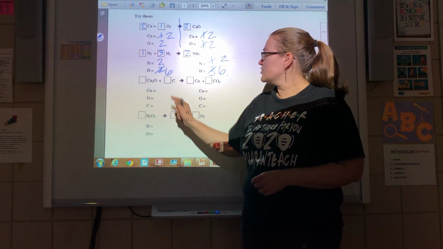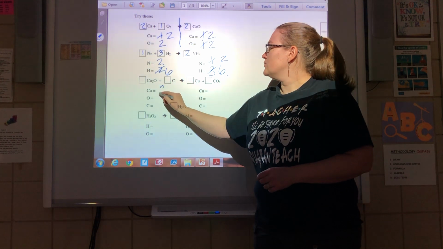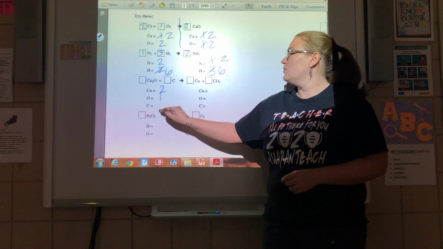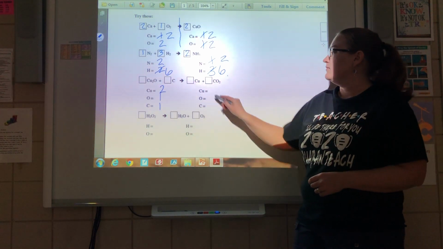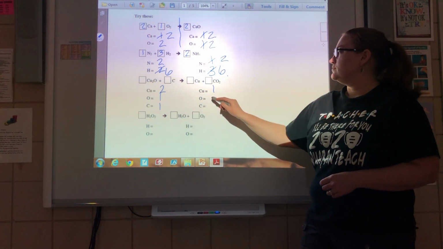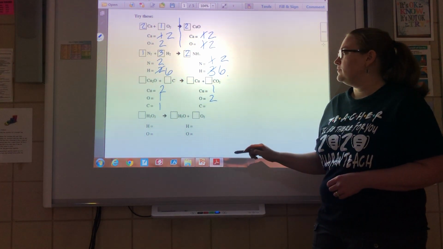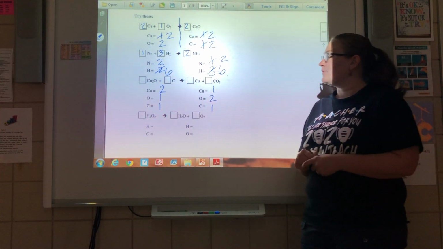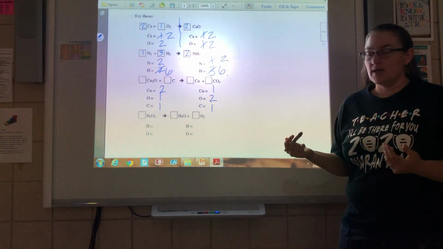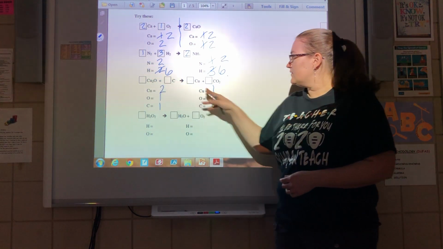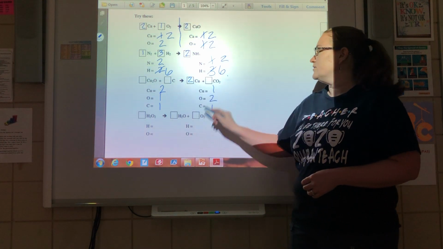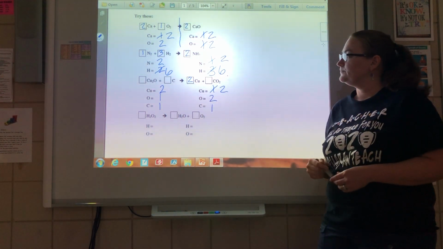All right, so how many coppers do we have on the left? 2. Oxygens, 1. Carbons, 1. How many copper on the right? 1. Oxygen, 2. Carbon, 1. All right, so let's start with copper, because that would be really easy. There's 2 on the left. How do I make 2 on the right? Add a coefficient. I'm going to add a coefficient of 2, and that makes 2.